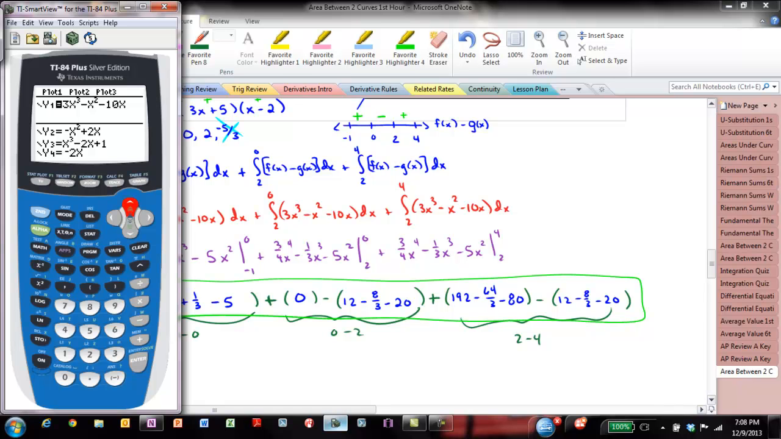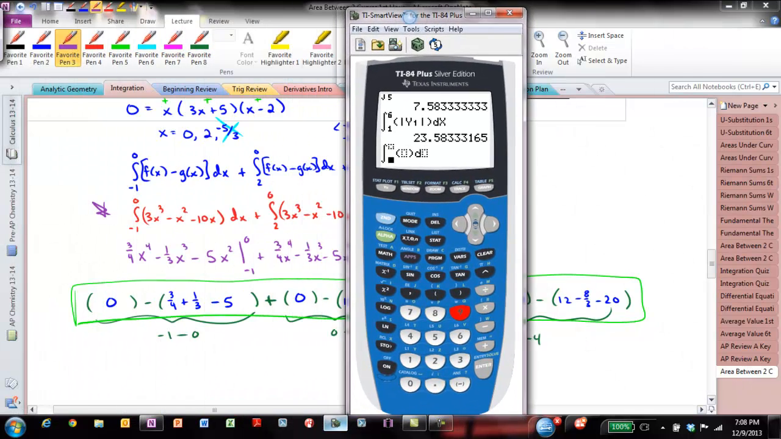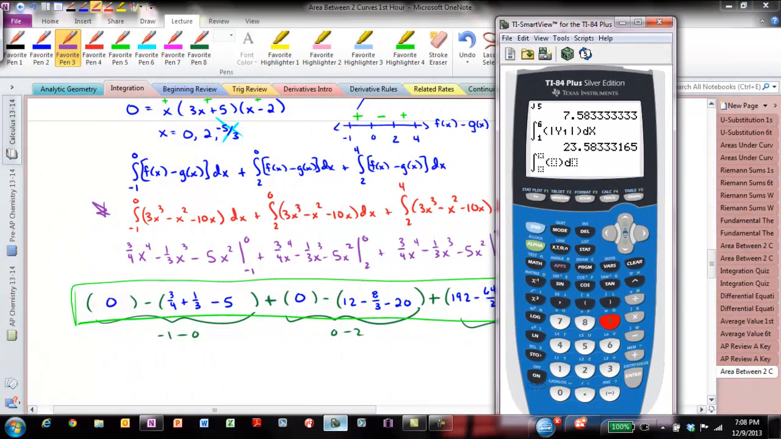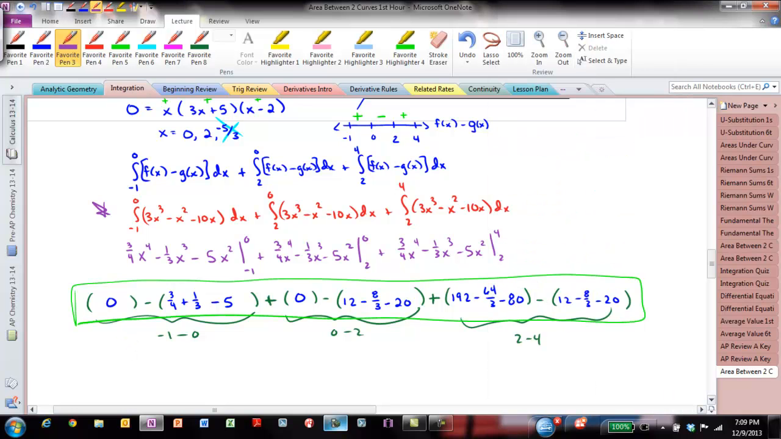3x cubed minus x squared minus 10x is in my y1. And I'm going to go back to my run menu, and I'm going to do a math 9, get my integral up there, and my very first integral is from -1 to 0. Put that over there. -1 to 0, and I'm doing y1. And I'll put dx in there, get an answer, so 3.9167. So that's this first integral.